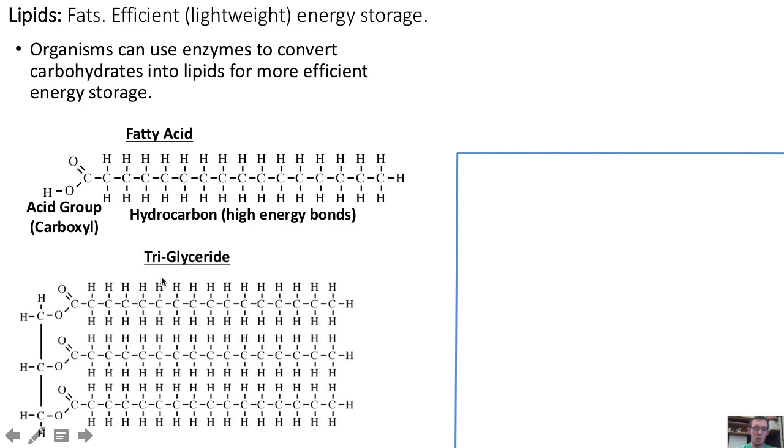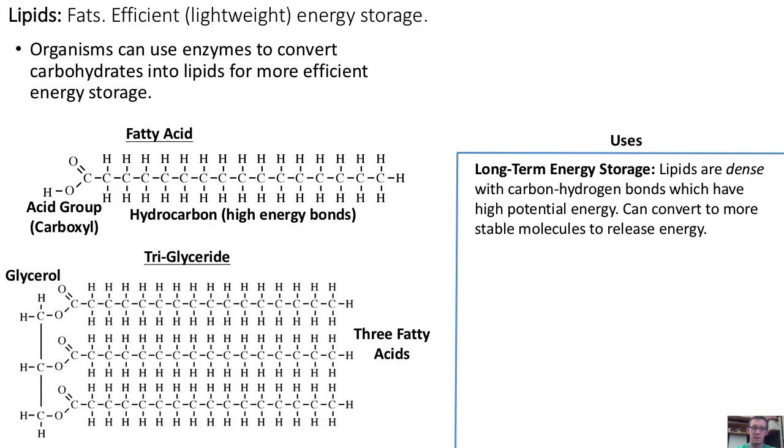And so fatty acids will often clump into groups of 3 called triglycerides, which is just a glycerol molecule bonding together 3 fatty acid tails. But in either case, the main use of lipids then is for long-term energy storage. But there's some other uses too.